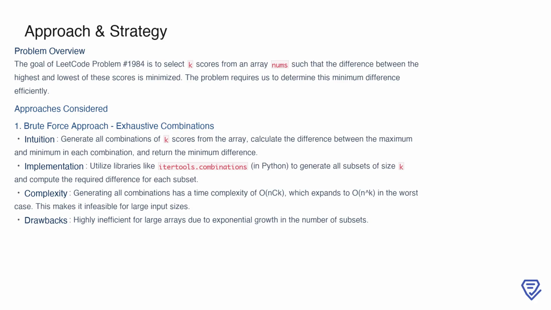While this method is intuitive and easy to implement, it has significant drawbacks. Specifically, the time complexity of generating combinations grows exponentially with the size of the array, making it impractical for larger inputs. For example, using a library like itertools.combinations in Python highlights how quickly this approach becomes computationally expensive. As a result, while the brute force method works for small cases, it is not scalable or efficient for solving this problem on larger datasets.